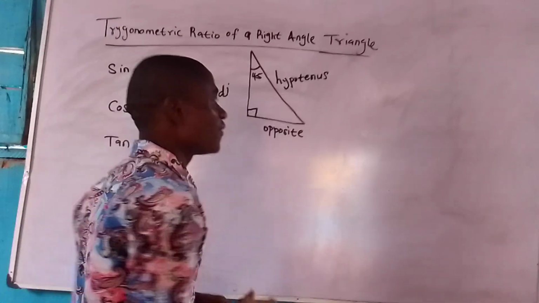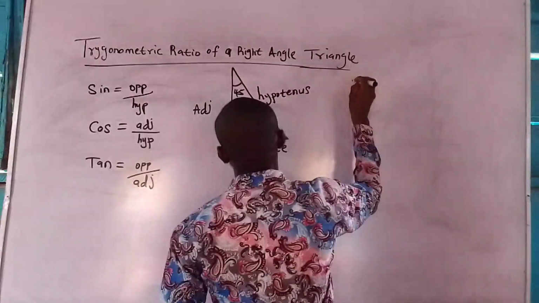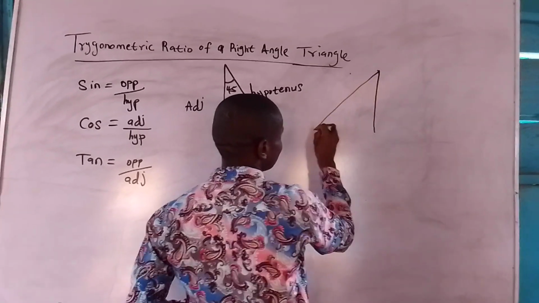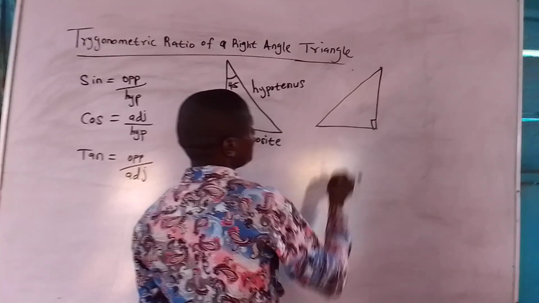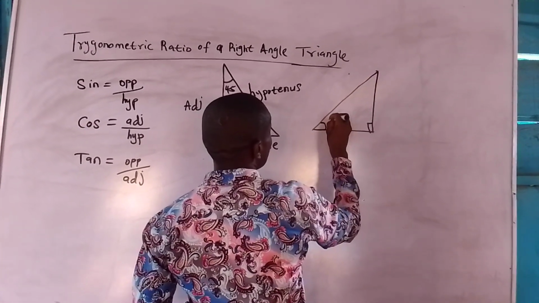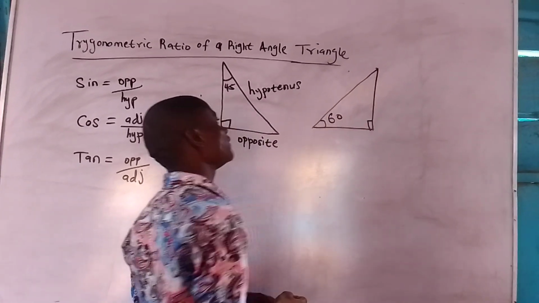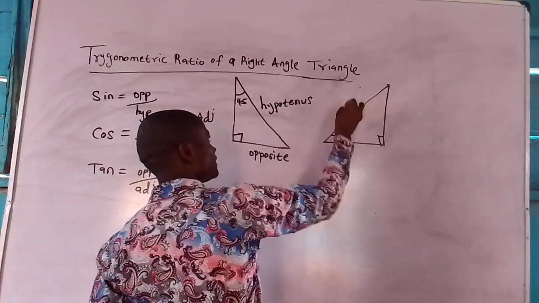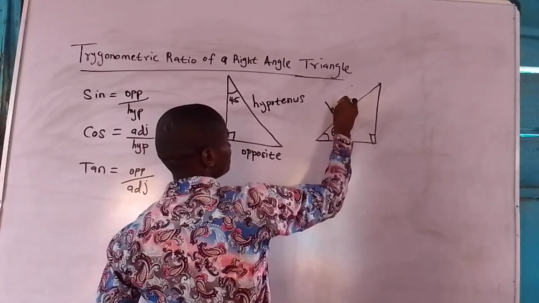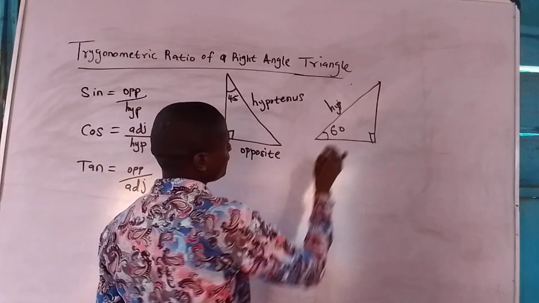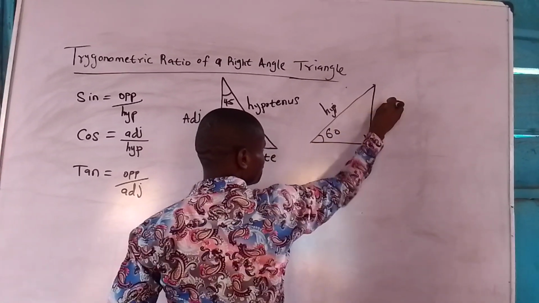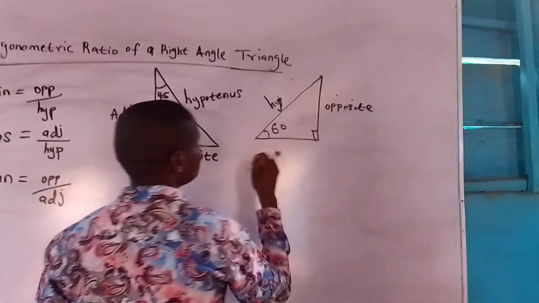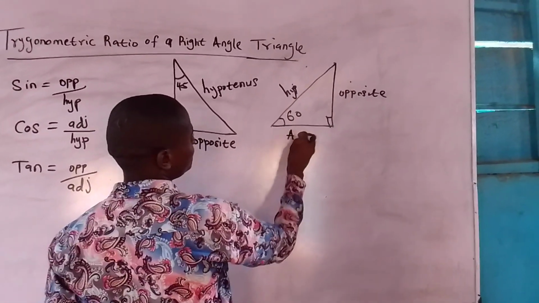Let me identify another one for clarity purposes. If I draw something like this, look at this one. And I say that this place is 60, and you should identify. This is where the angle 90 is. It's pointing like this. This place should be the hypotenuse. Let me represent it as height. Now, where the angle is pointing should be the opposite. Now, the remaining side will be the adjacent.